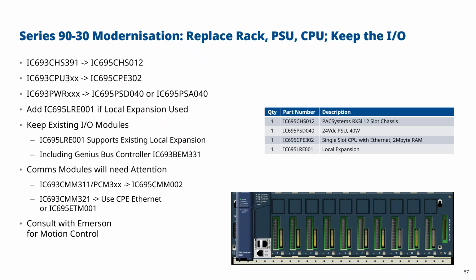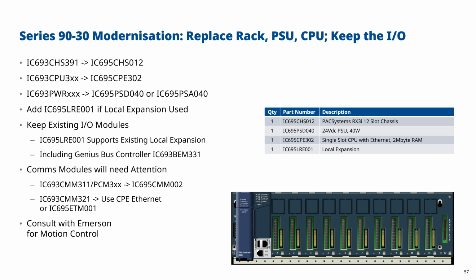You then replace the CPU, and there were a whole range of legacy Series 9030 CPUs, but pretty much all of them can be replaced by an IC695 CPE302. So this is a CPU with Ethernet. The 2 megabytes of RAM you get with the CPE302 will more than cover any legacy CPU 300 range CPU application, because there you were talking about kilobytes of memory, not megabytes. And also, of course, with the CPE302, you're also adding an Ethernet port.